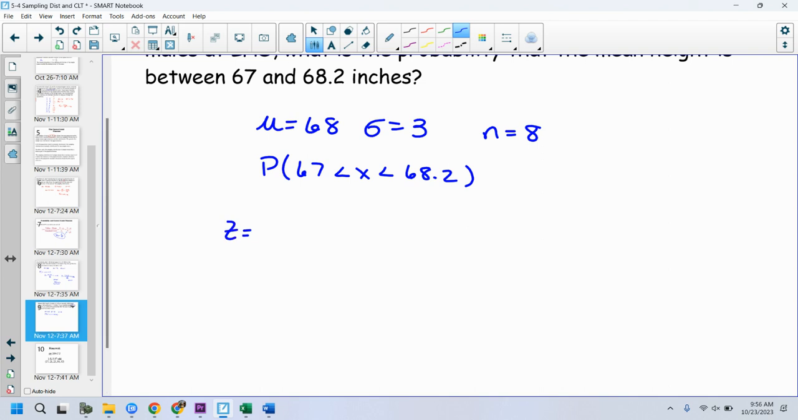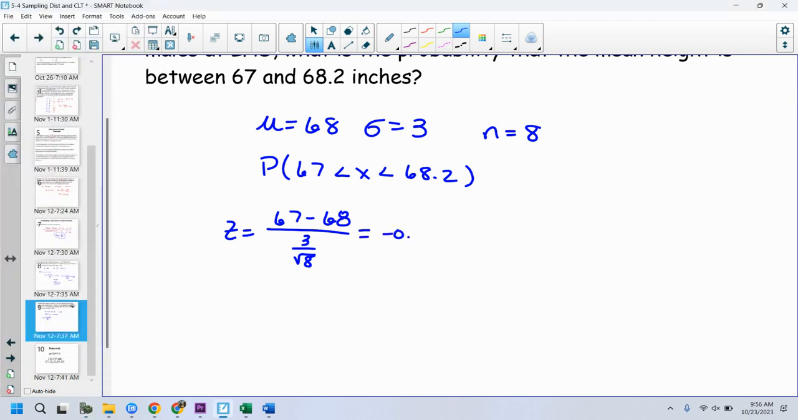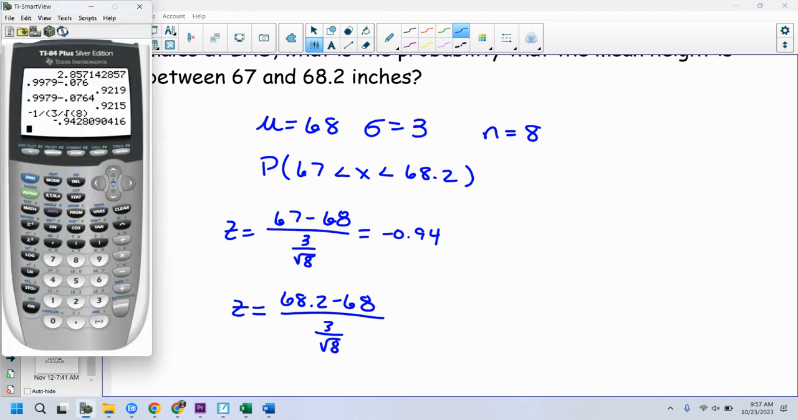z is going to be 67 minus 68 divided by sigma divided by the square root of 8. That's negative 1 divided by 3 divided by square root of 8. That gets me a z-score of negative 0.94. And then my other z-score is 68.2 minus 68 divided by sigma divided by the square root of 8. So 0.2 divided by 3 divided by the square root of 8, which gets me 0.19.